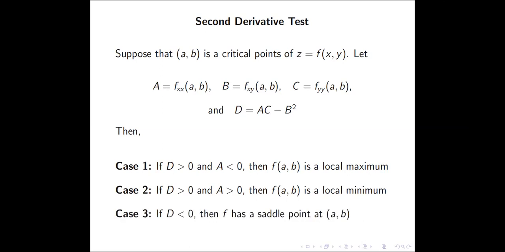Now, what if D is negative? Then whatever A is doesn't matter. As long as the discriminant is negative, we always conclude that the point (a, b) gives rise to a saddle point, or there's a saddle point at (a, b). And if D is 0, then there's no use using the test. The test fails. We cannot determine anything.